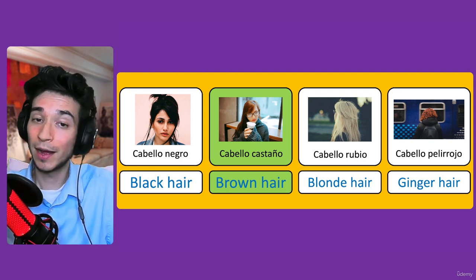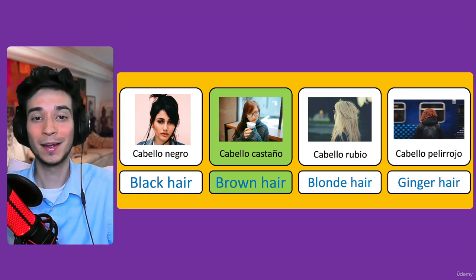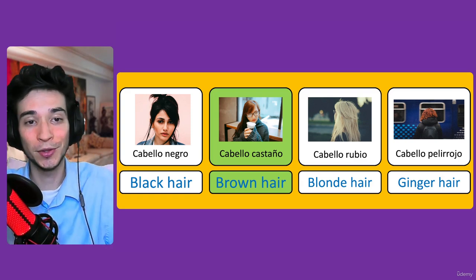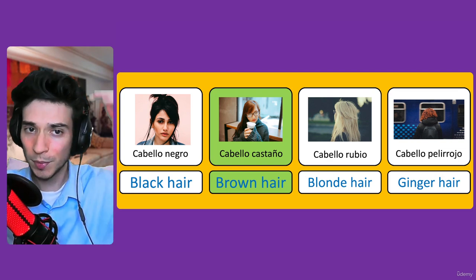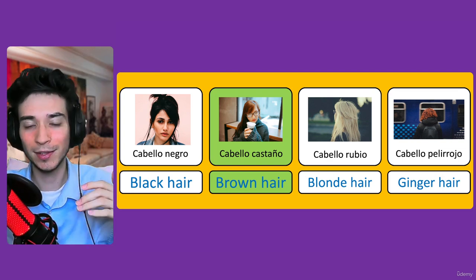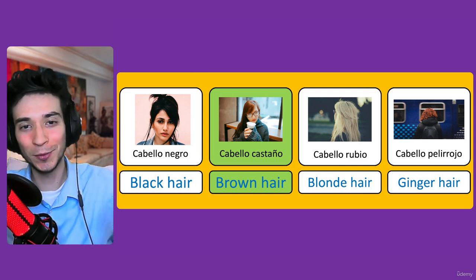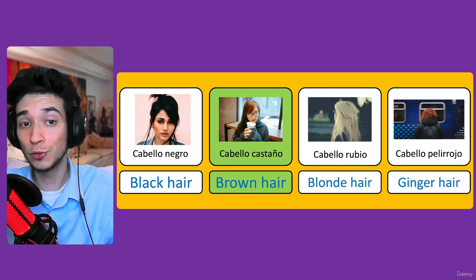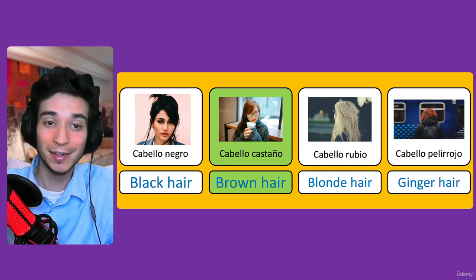Some people might say cabello café. That's also okay, actually. Cabello café. Because café means brown. That could be much easier than castaño. It even confuses me sometimes because some people have like a little bit of dark hair and they still say castaño. So I don't know where the line between brown and black is with this word. So if you're in doubt, you can say cabello café. Brown hair. Cabello negro. Black hair.